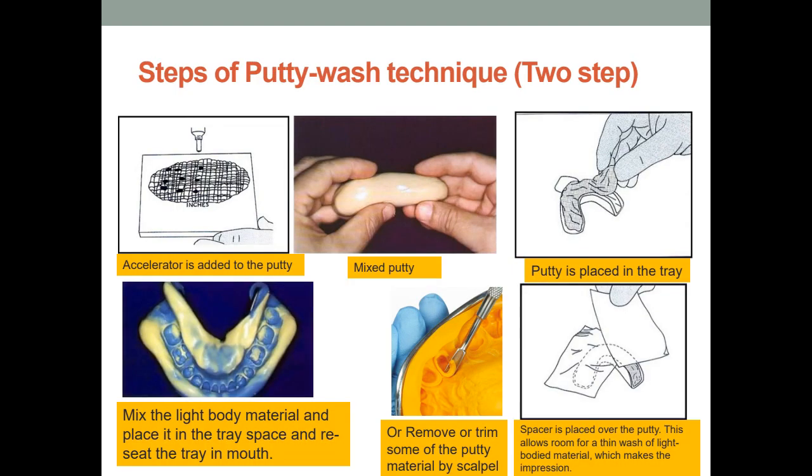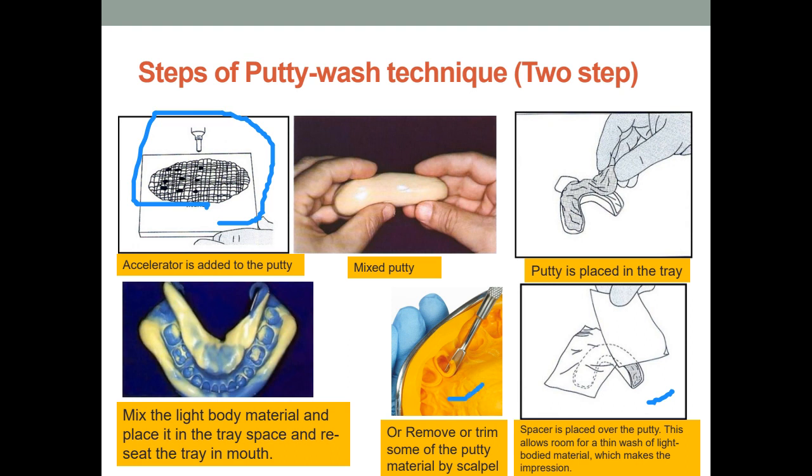In this technique, we are mixing putty first, then we are loading it in the tray. We need to create the space for the light body. Either we are going to use a film, thin films are available, that is of plastic. We are placing it on the impression and making the impression. So simultaneously, when we are making the primary impression with the heavy consistency, the space is being created, or we need to cut the impression to create the space for the light body.